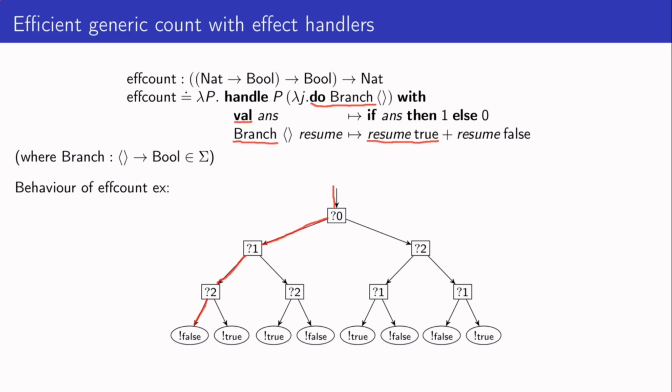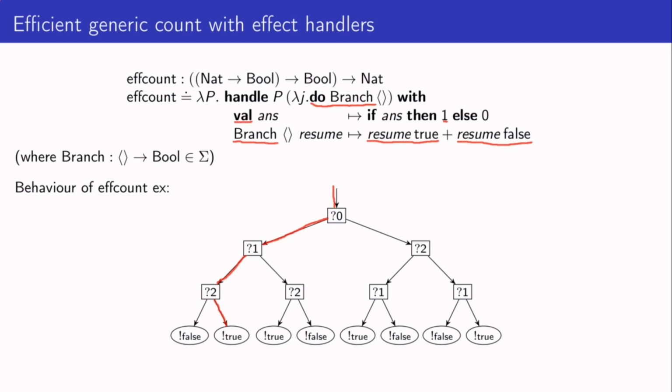At this stage, the handler is going to backtrack to the most recent query and apply the continuation to false, taking us down the right branch in the tree. Now we find ourselves again at a leaf node, so we're going to invoke the value clause, but this time with the answer true, meaning that we'll return a 1.